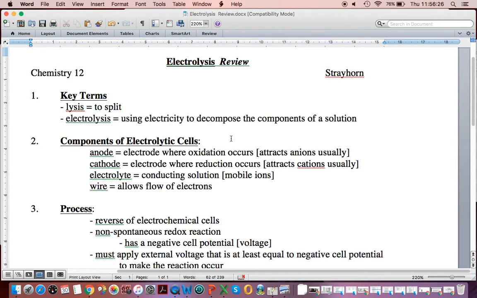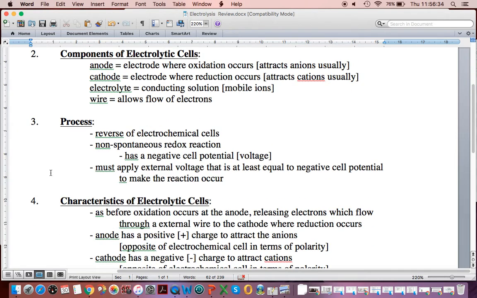Components of an electrolytic cell are largely the same as an electrochemical cell. We're going to have an anode, cathode, electrolyte, and external wire. The process is really a reverse or opposite of electrochemical cells, because now instead of taking a chemical reaction to make electricity, we're using electricity to make a reaction happen.